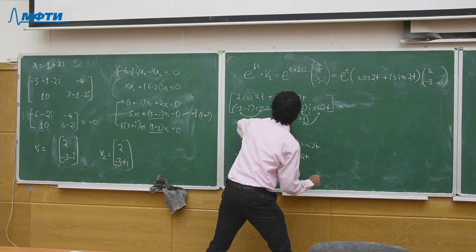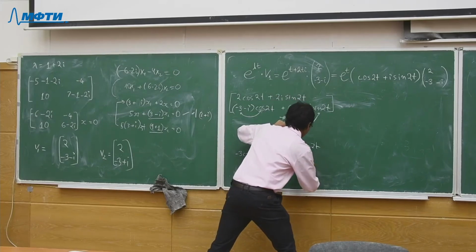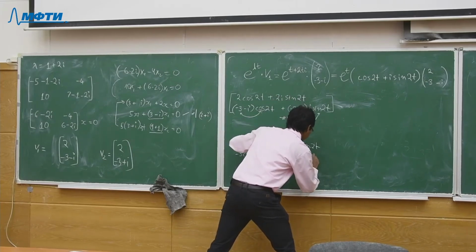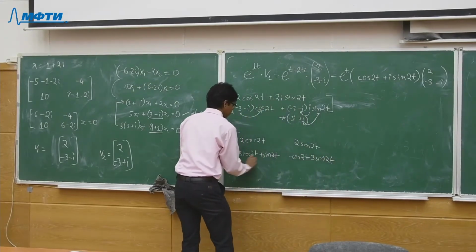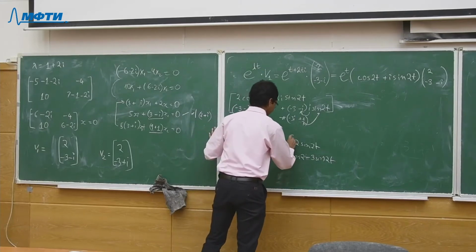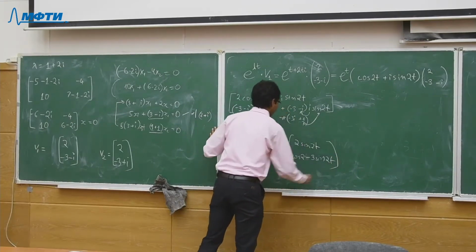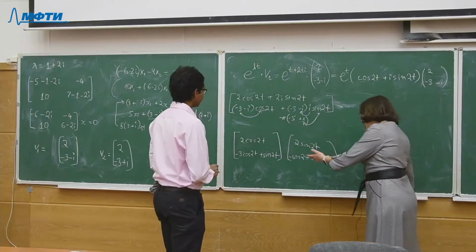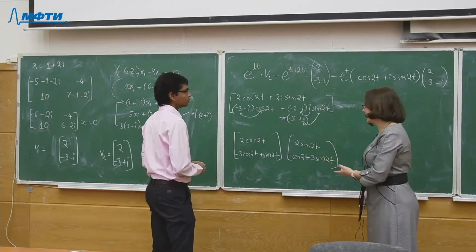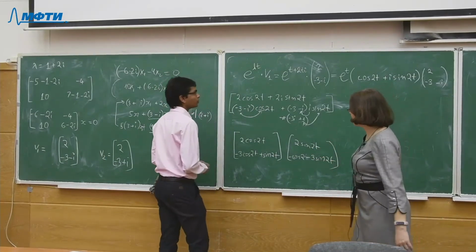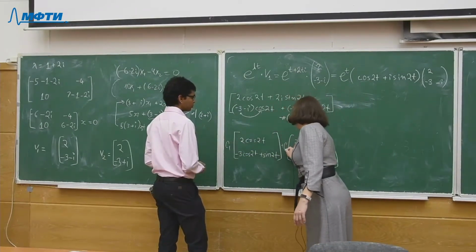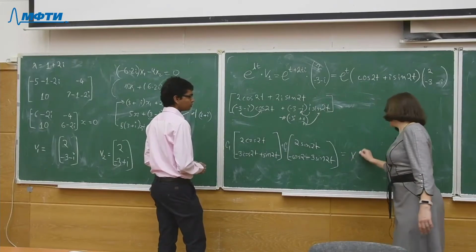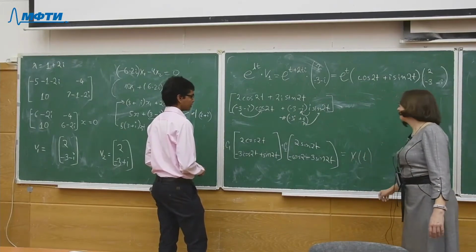Here minus 3, minus 3. Correct. Right, and these two vectors form the basis in the solution space, and for the general solution we need to take the linear combination of them. Well, yes, this is the answer. Thank you.